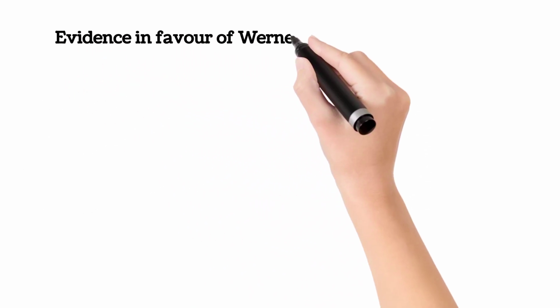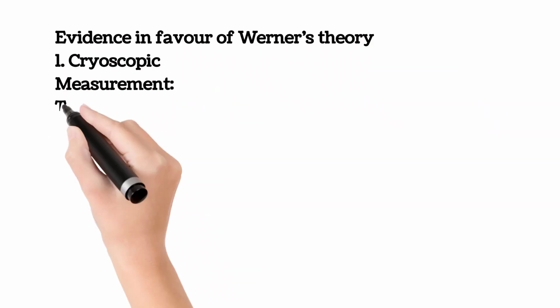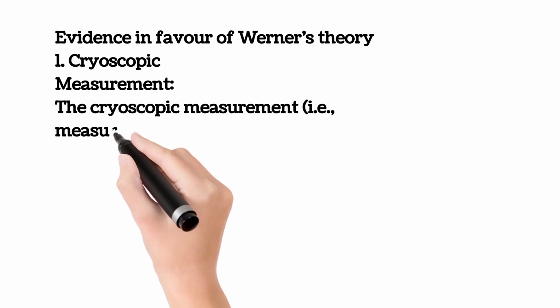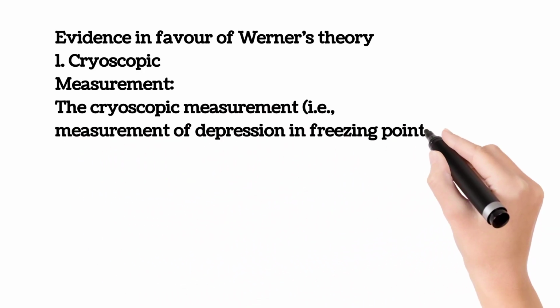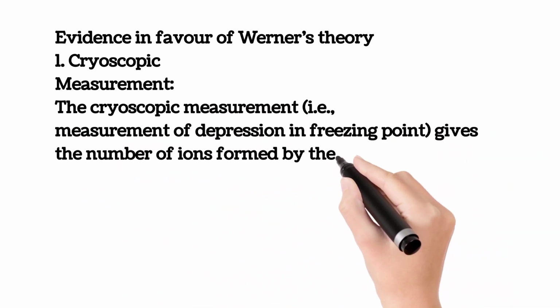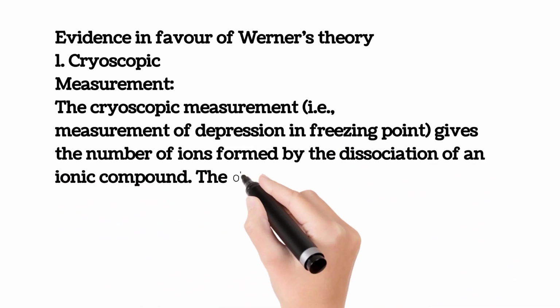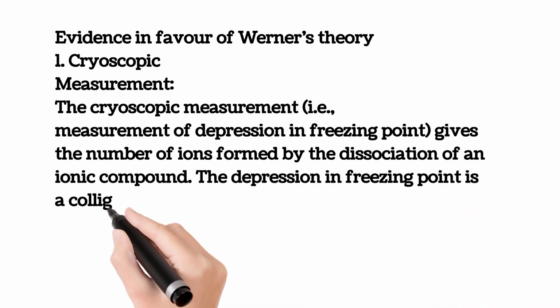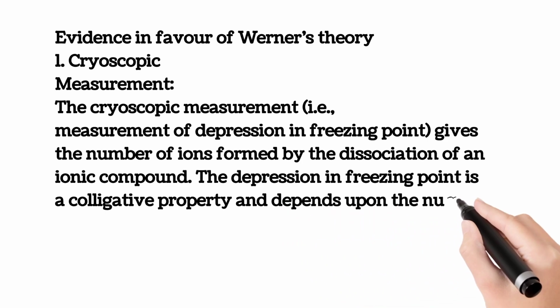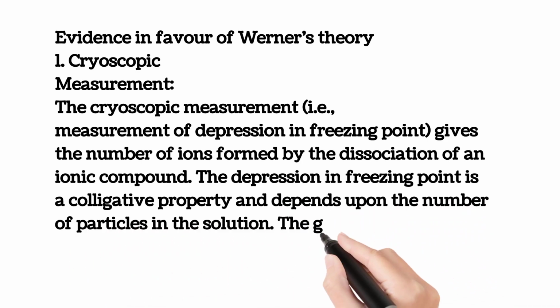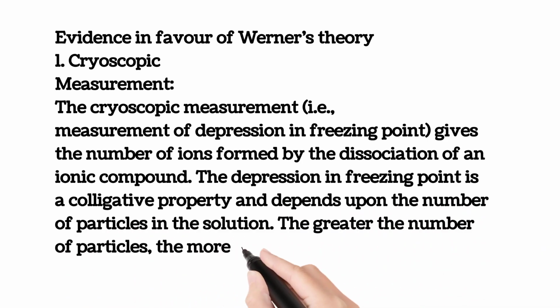Evidence in favor of Werner's theory. 1. Cryoscopic measurement. The cryoscopic measurement, i.e., measurement of depression in freezing point, gives the number of ions formed by the dissociation of an ionic compound. The depression in freezing point is a colligative property and depends upon the number of particles in the solution. The greater the number of particles, the greater the depression in freezing point.